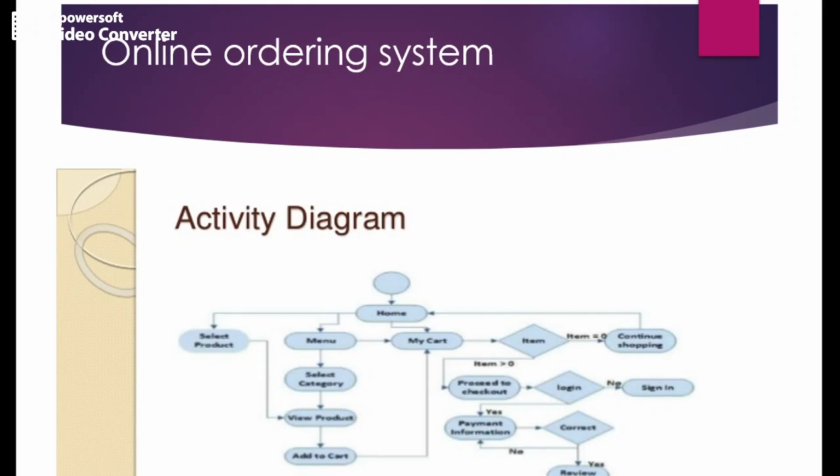Now we'll see one activity diagram for online ordering system. That is online food ordering system. So we'll see the activity diagram here. So can you see this one? Where is your initial state? This one, the blue blob. That actually indicates the initial state. And the final state you can see here, blue blob filled inside another circle. That is the final state.